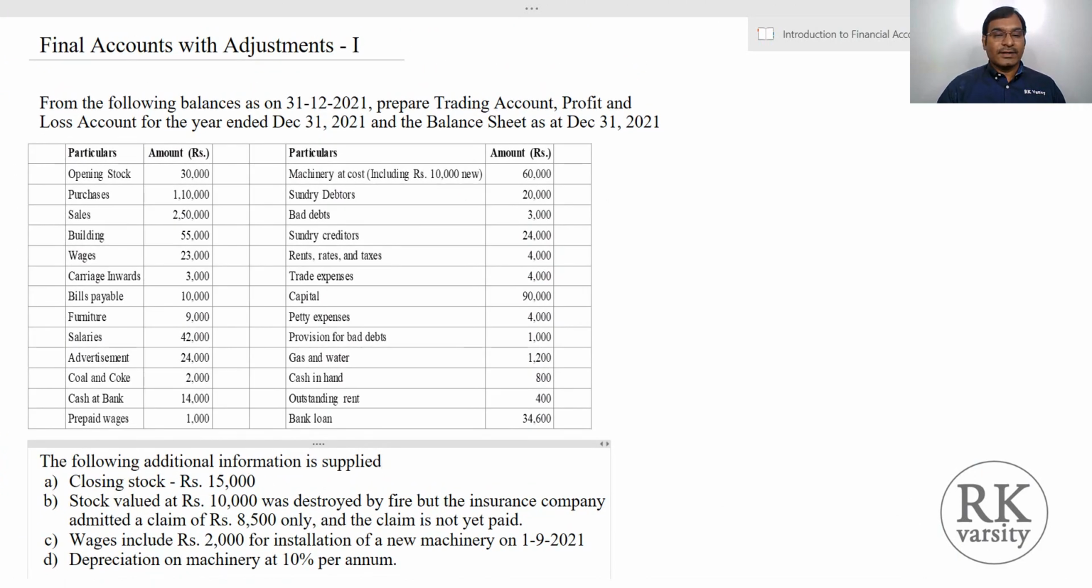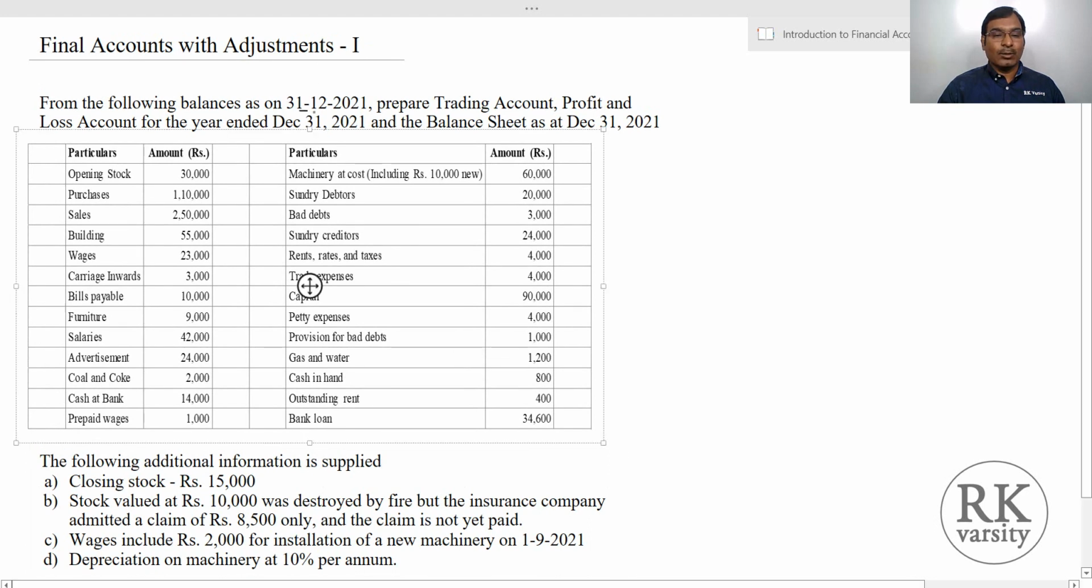So here we have details as on 31st December 2021, and using these values, prepare a trading account, profit and loss account and balance sheet. First we analyze our particulars, items or accounts here. Opening stock will appear in your trading account, debit side. Purchases, again trading account, debit side. Sales will appear on the trading account, credit side.